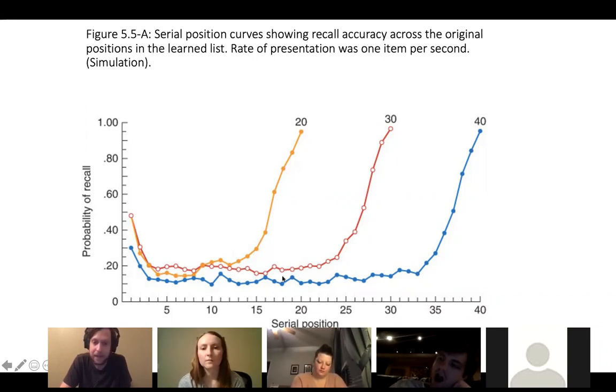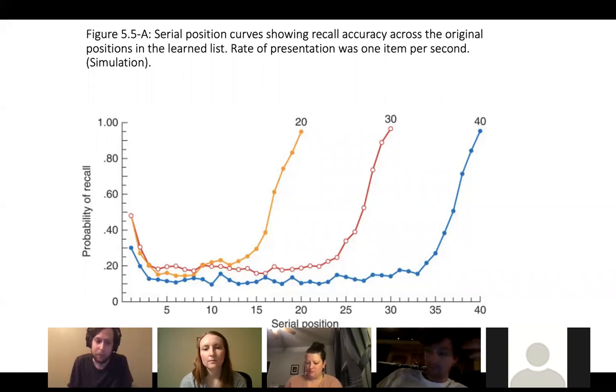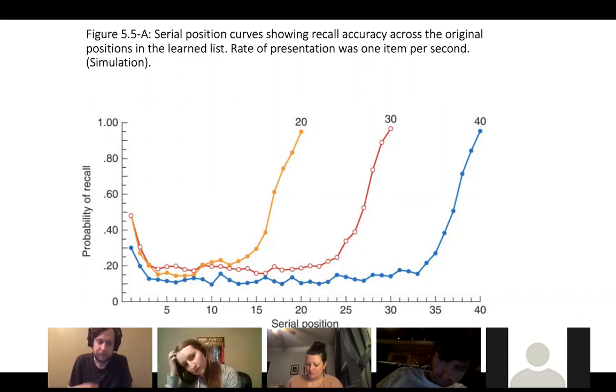And you can see that for 20, 30, or 40 sequences, we're really, really good at the stuff at the end. That is recency effect. We're pretty good for the stuff at the beginning. That's a primacy effect. But we're really bad, no matter what, at remembering the numbers in the middle of the sequence. So this chart, these data, are the classic primacy and recency serial position curves.